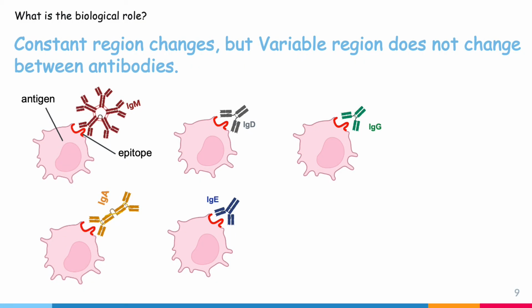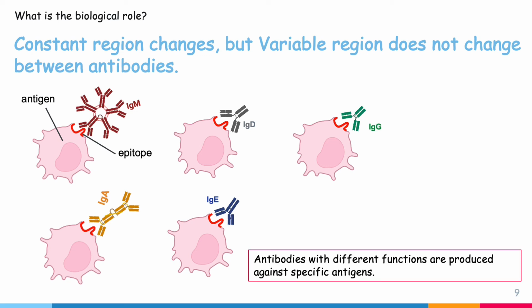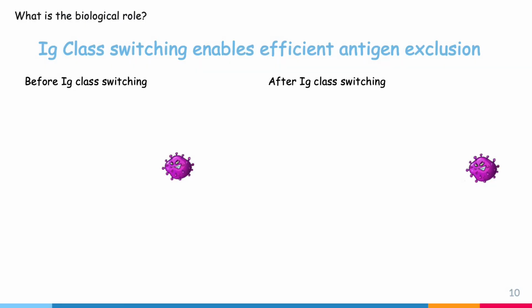Finally, we talk about the biological role. The point here is that the variable regions do not change between antibodies, so all antibodies produced by Ig class switching bind to the same epitope. Therefore, antibodies with different functions are produced against specific antigens. Thanks to Ig class switching, it is possible to eliminate antigens more efficiently.